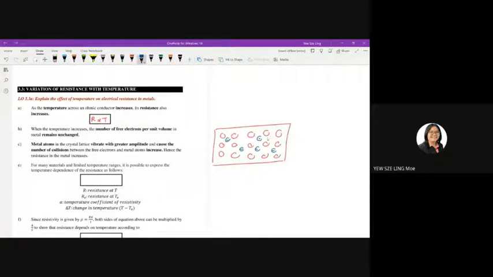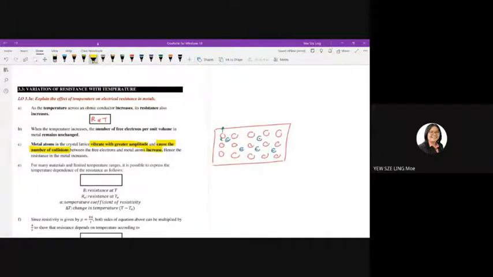But what happens when you increase the temperature? Now, you're looking at metals. Inside the metals, there are plenty of atoms. If you increase the temperature, all these atoms are going to vibrate with a larger amplitude. So the metal atoms in the crystal lattice vibrate with a greater amplitude, and this causes the number of collisions between electrons and atoms to increase.